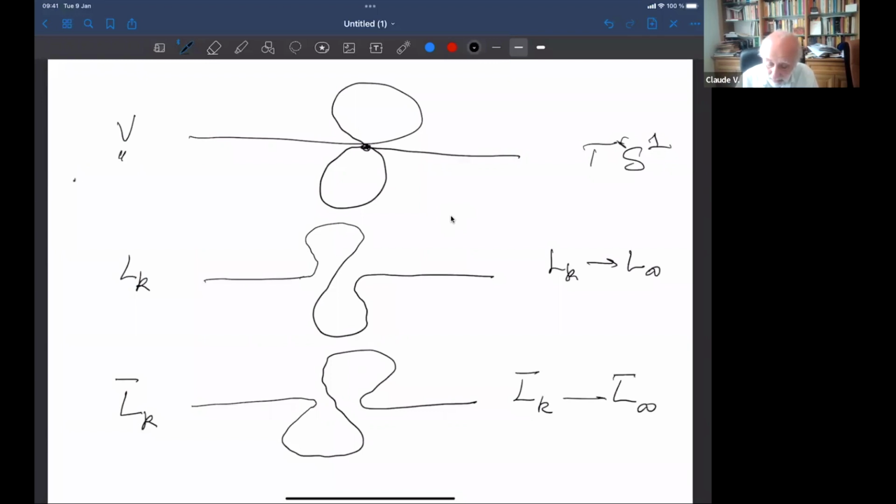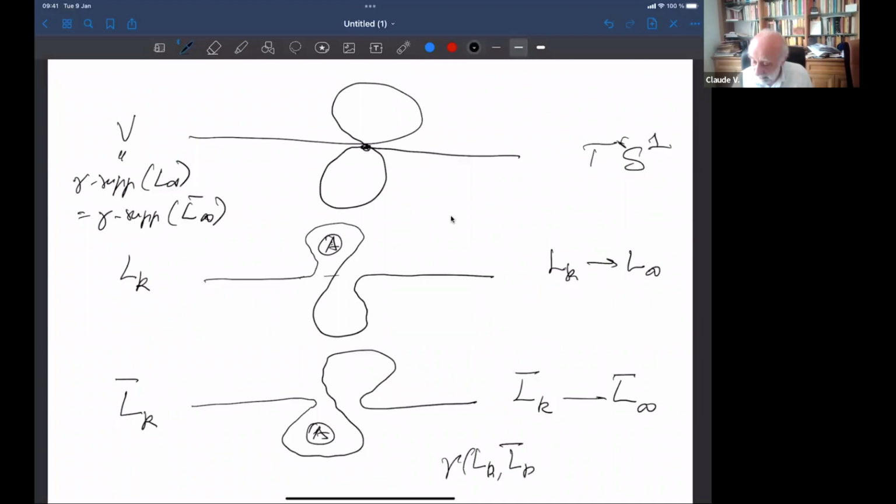And this V is both the gamma support of L infinity, and it's also the gamma support of L bar infinity. That's not very hard to check. The other thing is that if you look at the distance between Lk and L bar k, it's essentially the sum of the area here and the area here. This area, let's call it A, and this area, which is also A. So gamma of Lk and L bar k is roughly 2 times A. So L infinity and L bar infinity are indeed distinct elements in L hat, but they have the same gamma support.